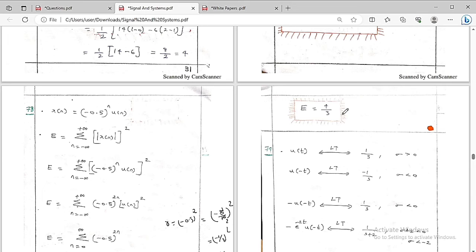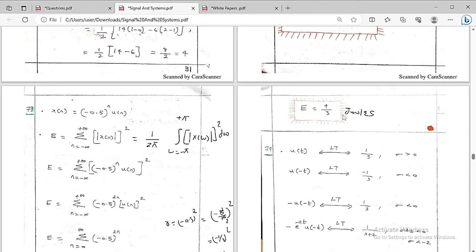We have to write the unit also, because the energy unit is the joules. So this much amount of energy is present in the signal. So this is the correct solution of this question. So always you have to keep in your mind the energy expression: energy of the signal is equal to the summation of mod of x of n whole square. Suppose if you want to write it in the discrete-time Fourier transform, it will be equal to 1 by 2 pi integration of omega from minus pi to plus pi, mod of X of omega, or you can write mod of X of e to the power of j omega, whole square, d omega.